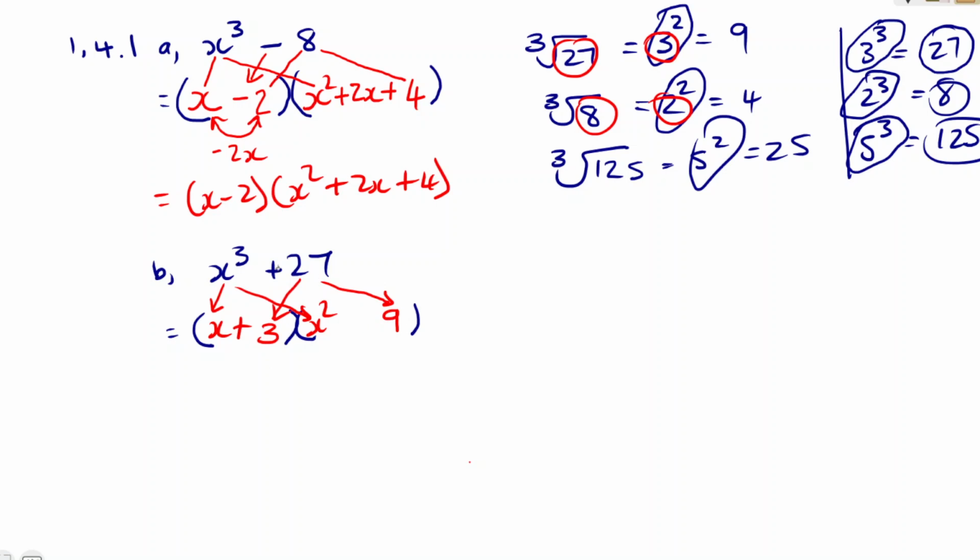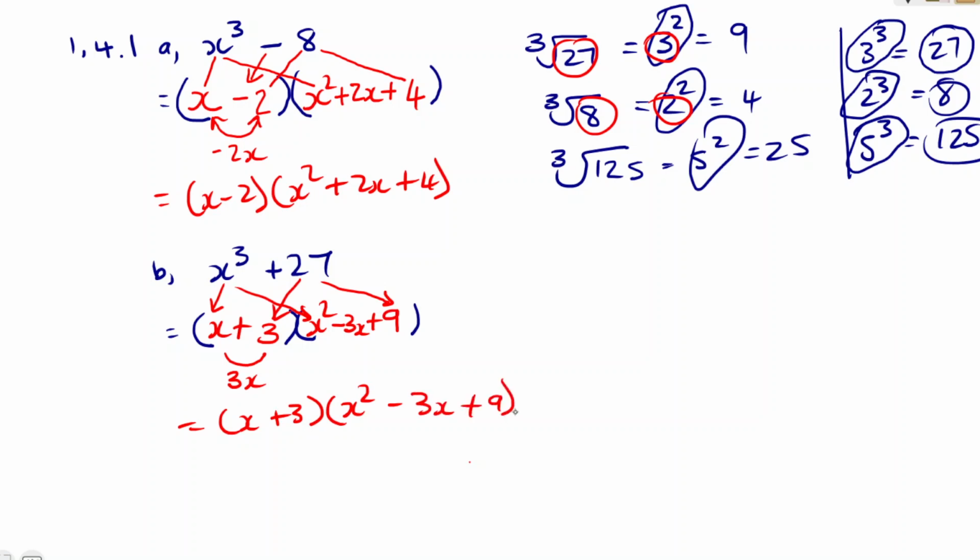Now, if 27 is positive, that means this 9 must also be positive 9. So positive 3 times positive 9 will give you positive 27. Now, you need a middle term here. So let me multiply x by 3. I'm going to have positive 3x. But when you write that positive 3x as the middle term, you change the sign to a negative 3x. So that means this is now x plus 3 multiplied by x squared minus 3x plus 9.